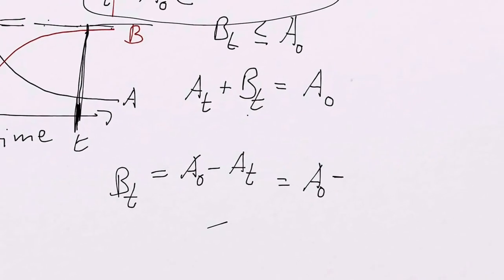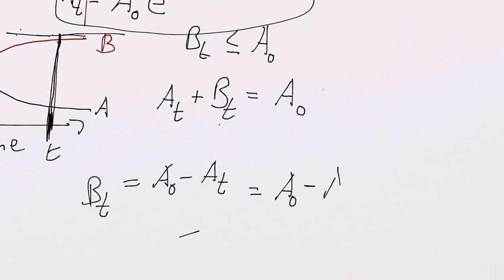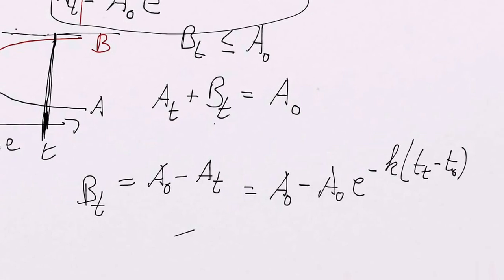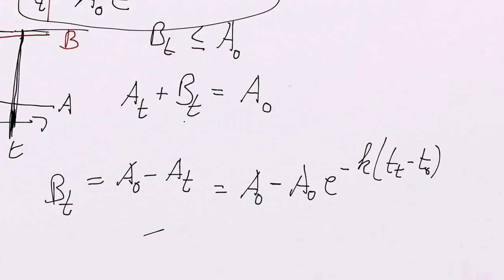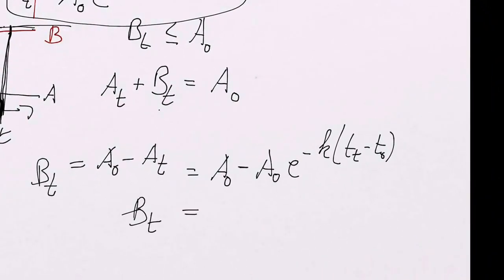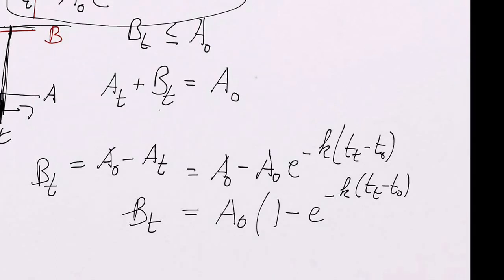A0 minus A0 e to the power of minus k times t. Make sense? And of course, I can write this equation a little bit nicer. And I can say B(t) equals A0 times (1 minus e to the power of minus k t). Yeah?